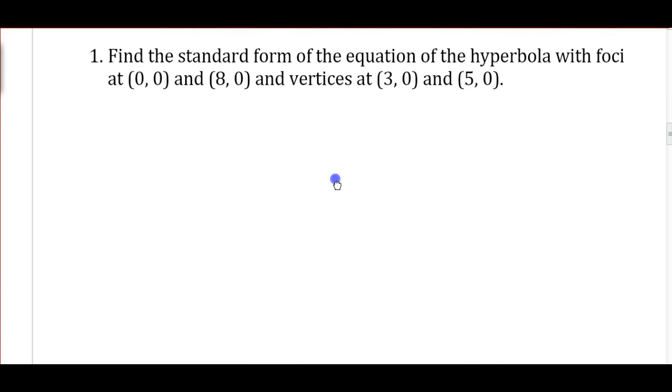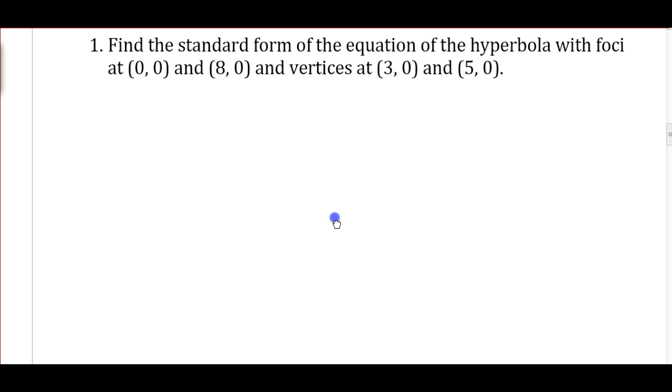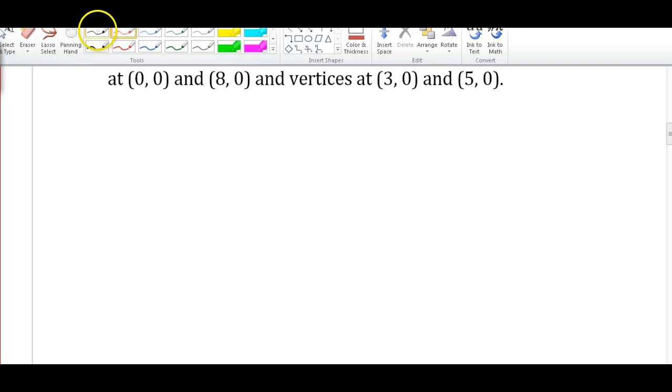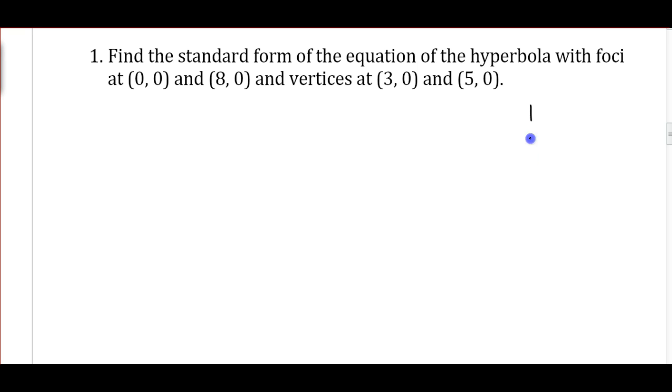Alright, so let's move on to an example. We want to find the standard form of the equation of a hyperbola with foci at 0, 0, and 8, 0, and vertices at 3, 0, and 5, 0. So again, I always like to draw it out. So I've got a focus at 0, 0, and another one at 8, 0. So we've got 1, 2, 3, 4, 5, 6, 7, 8.